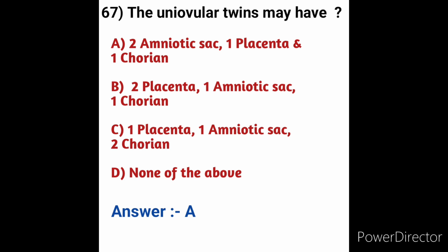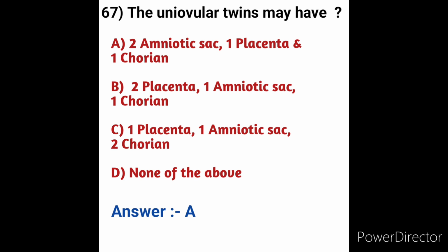The uniovular twins may have which of the following? Option A, 2 amniotic sacs, 1 placenta and 1 chorion. Option B, 2 placentas, 1 amniotic sac and 1 chorion. Option C, 1 placenta, 1 amniotic sac, 2 chorions. And option D, none of the above. Before the discussion, we have to know about uniovular twins. What is the meaning of uniovular twins? Uniovular twins develop from a single ovum after fertilization.